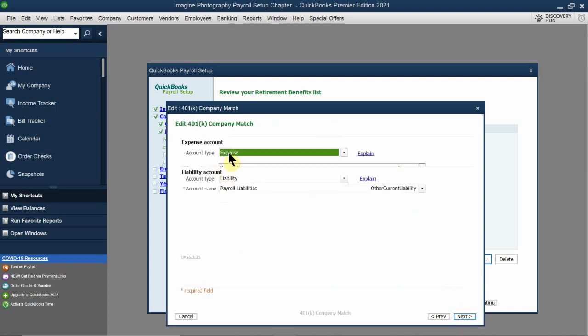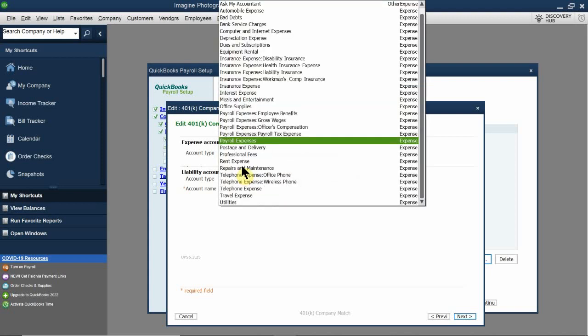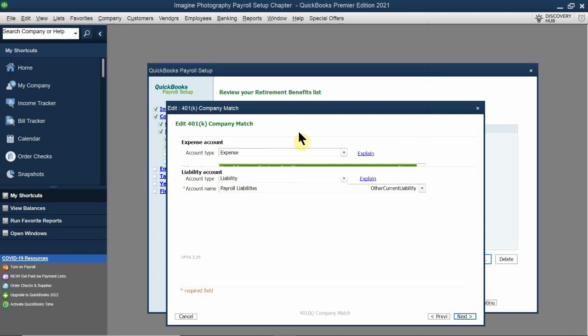All right, so then now it's going to be asking me what kind of expense account am I going to be linking this account to. So it is an expense, okay, and it's going to be an expense to the employee. Hold on, where's the employee benefits? Right here, employee benefits, okay. So because it is an employee benefit, right? They're getting a retirement plan. So there you go. Select the payroll expense employee benefits.